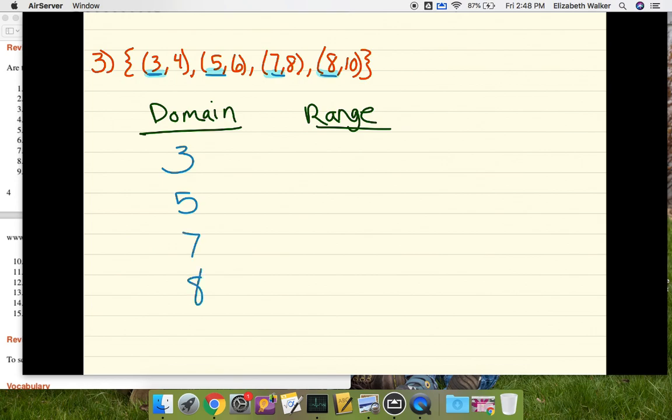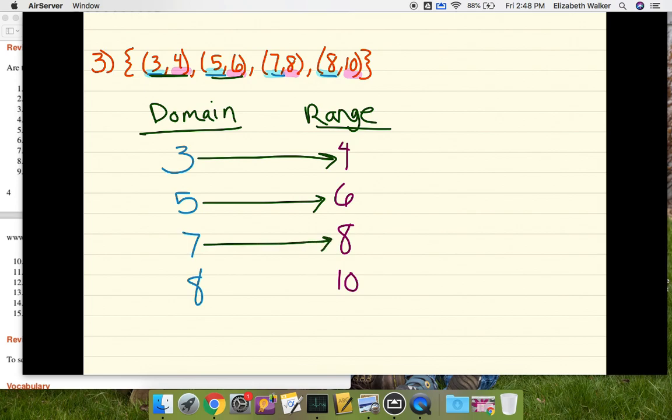Looking at the range would be all of these second numbers in the ordered pairs. So I have 4, 6, 8, and 10 for those. Now I'm going to begin connecting them. So I have the point (3, 4). So my domain value of 3 is going to connect to my range value of 4. The point (5, 6): 5 connects to 6, 7 connects to 8, and 8 connects to 10.